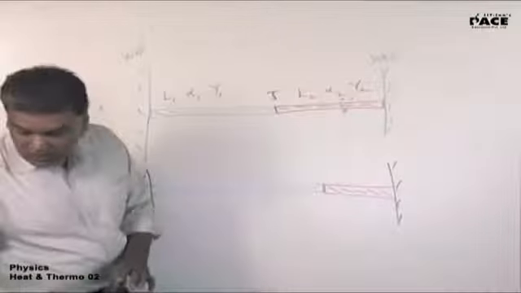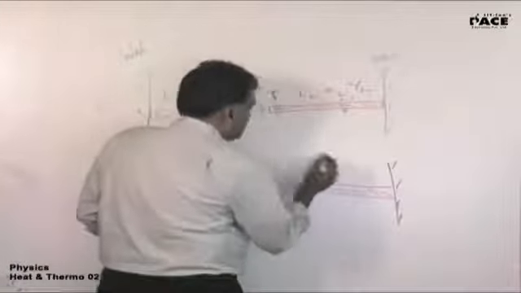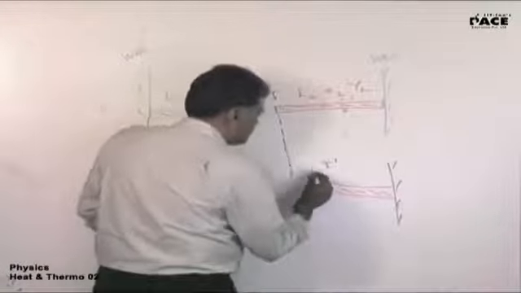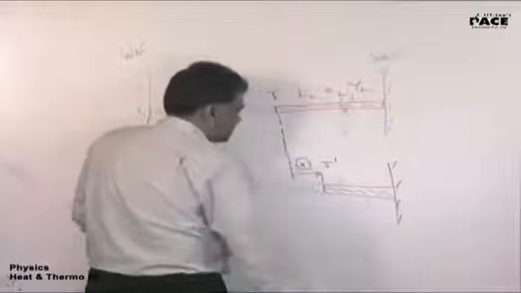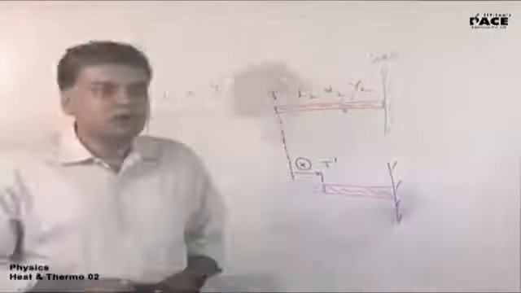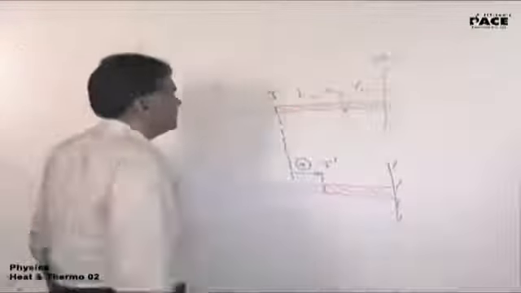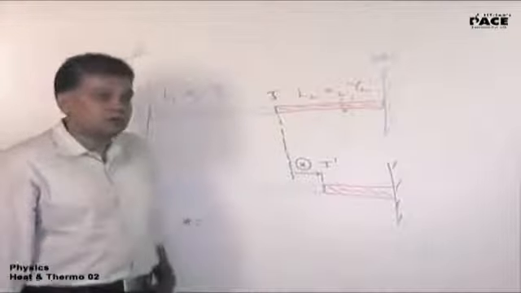So now, this is the junction afterwards. Let's call it J dash. So your junction has shifted by X. Well, my question is, what is X? That's what we have to find out, in terms of the given parameters, L1, alpha 1, Y1 and L2, alpha 2, Y2.